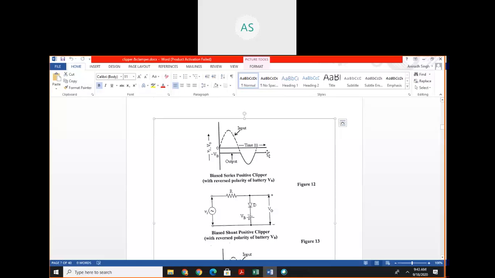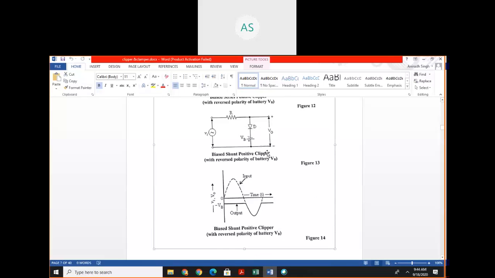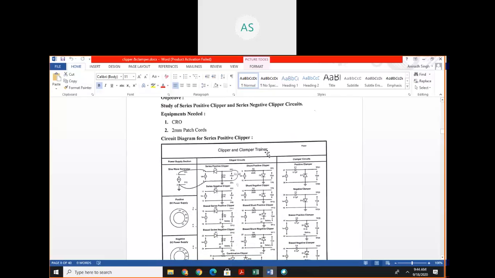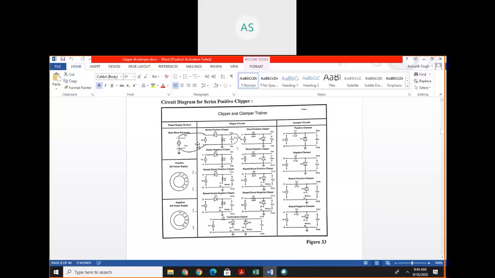When this diode is reverse biased, it acts as an open circuit, and if we apply KVL in the circuit, the output is equal to minus VB. This is shown when the input voltage is less than VB, or the battery voltage, and we get a constant voltage minus V. Then this is the experiment of the series clipper and negative clipper circuit.